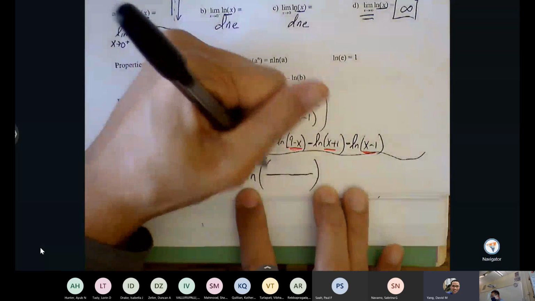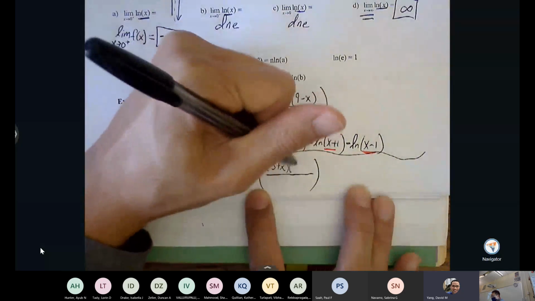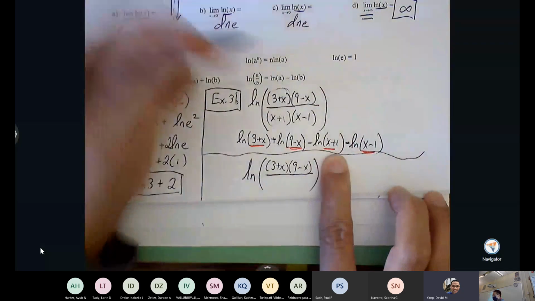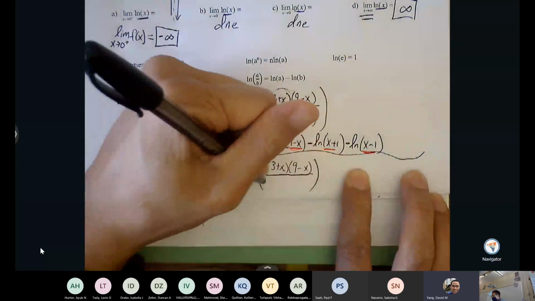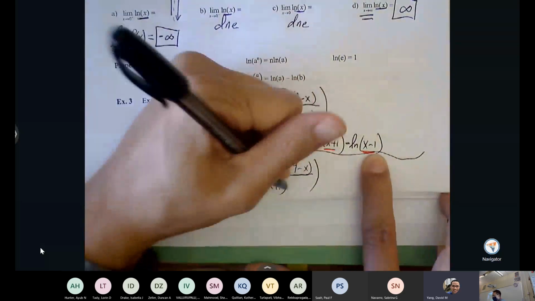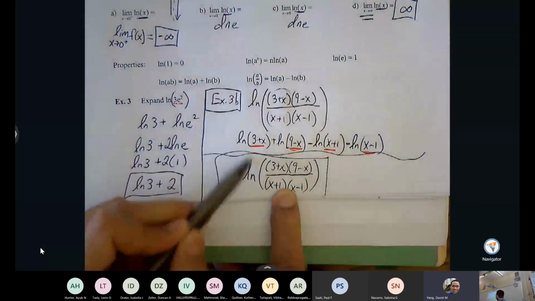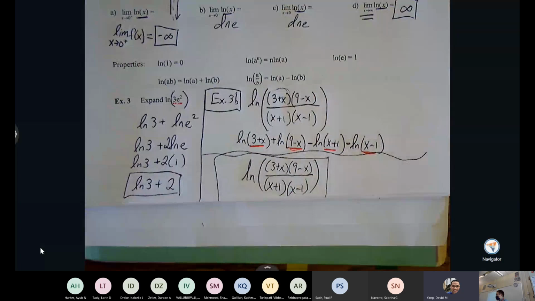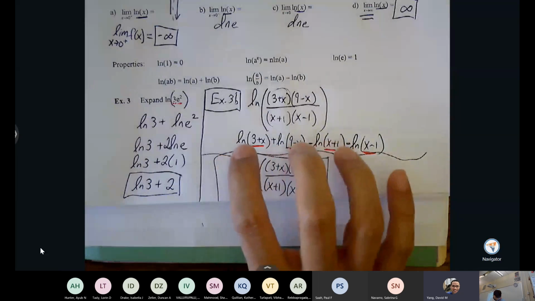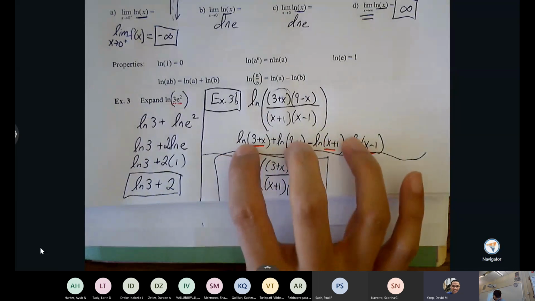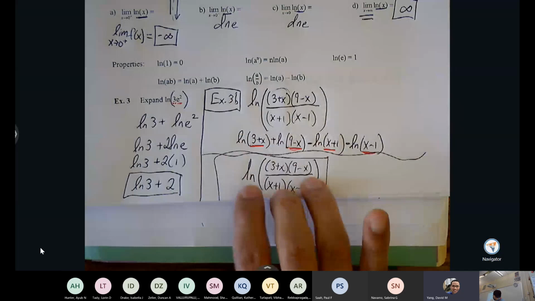So 3 plus x is going to go above. 9 minus x is going to go above. X plus 1 is part of a negative natural log, so it'll go below. X minus 1 also goes below. So we're back to where we started from, but it's nice to practice going from one form to the next and going backwards. Okay, any questions there? Okay, so let's practice a condensing problem on the next page. We're going to try to go from here to here on the next page.